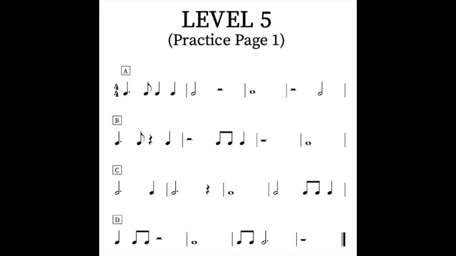Ta-yi-ti, ta, ta, ta, rest, rest, ta, rest, rest, ta. B. Ta-yi-ti, rest, ta, rest, rest, ti-ti, ta, rest, rest, rest, rest, ta. C. Ta, ta, ta, rest, ta, ta, ti, ti, ta. D. Ta, ti, ti, rest, rest, ta, ti, ti, ta, rest, rest, rest, rest.